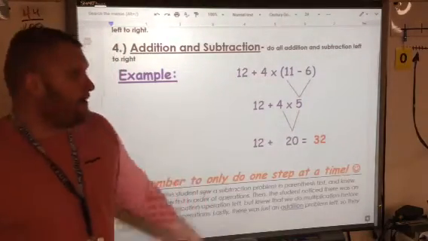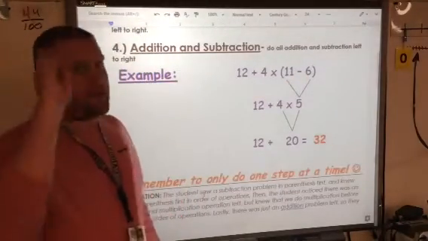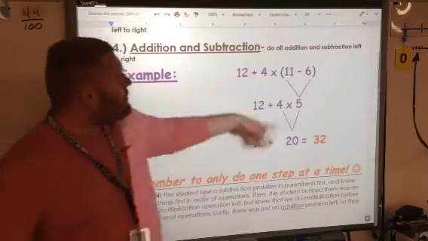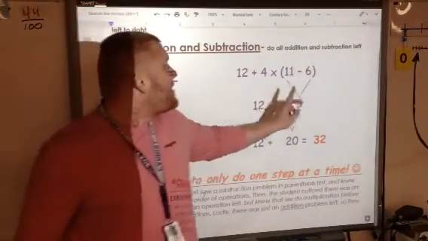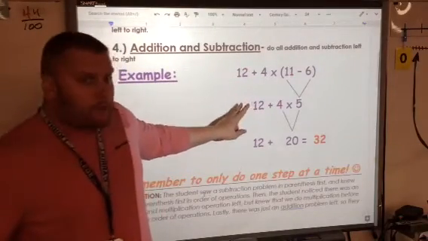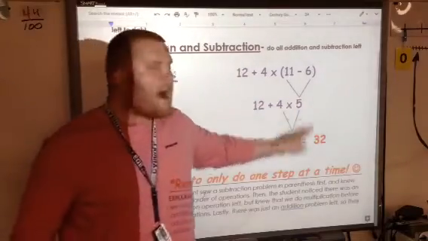And in this case, we know that it was parentheses. So that's my first step. It's just solving that one at a time and then rewriting the equation. So, first step, we know that 11 minus 6 is in the parentheses. That equals 5. Okay? Then we rewrite the problem with the same operations. Now I see 12 plus 4 times 5.